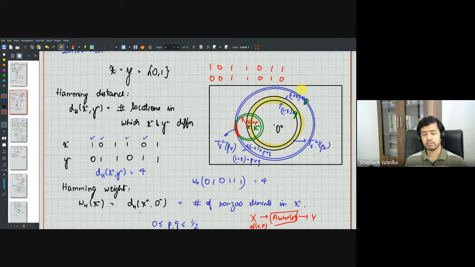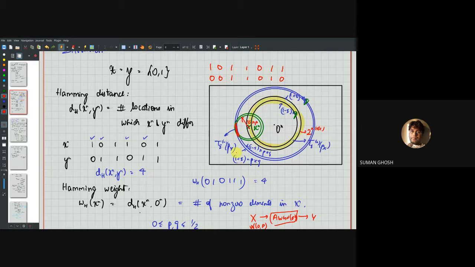And these sets have much smaller size than the entire space. We know that the size of this typical set is 2 to the n times H of x, which could be much smaller than 2 to the n, because H of x could be something much smaller than 1, right? And similarly, this typical set could be much smaller.